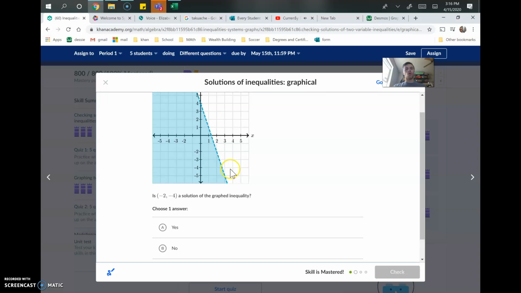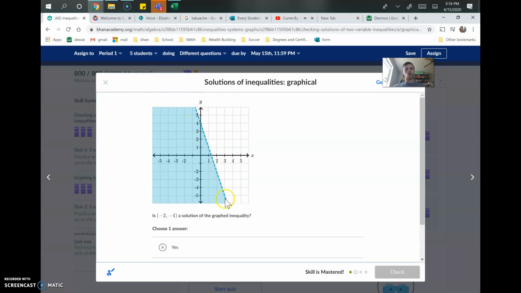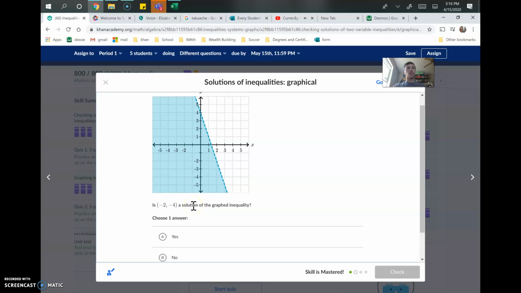Here we've got another inequality, shaded below the line. We've got a dashed line. And the coordinate point that we have here is (-2, -4). So I'm going to go to -2 for x. Some students might make the mistake of going to -2 for y and then -4 for x. That would be a mistake.